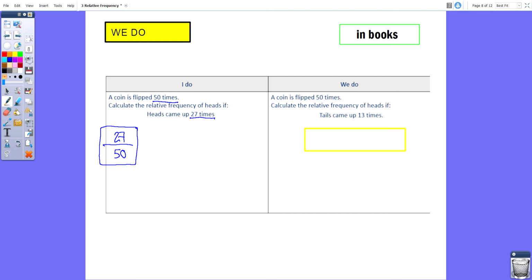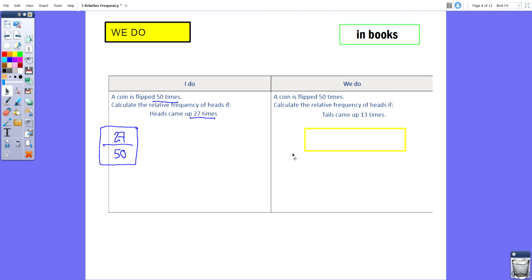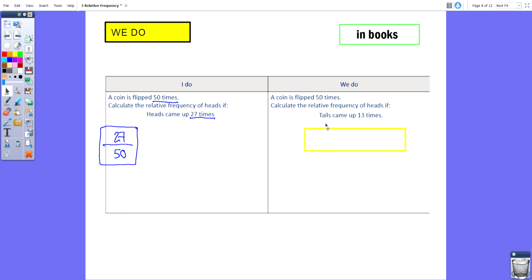Okay, what you're going to do is pause the video, have a go at the second one where we're trying to find the relative frequency of tails. As a heads up, I know the answer is wrong on this because I had just had a look, but I will correct it as soon as you unpause the video.